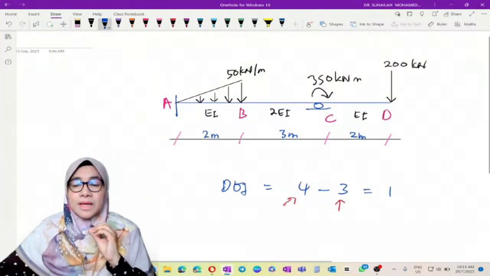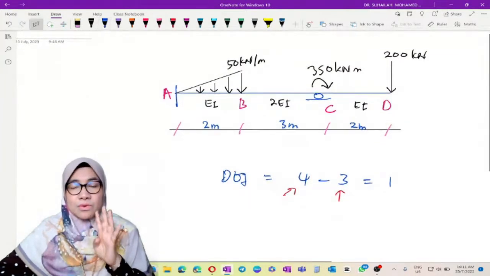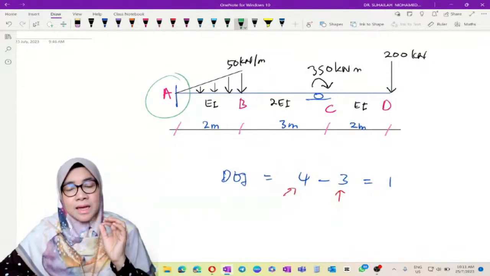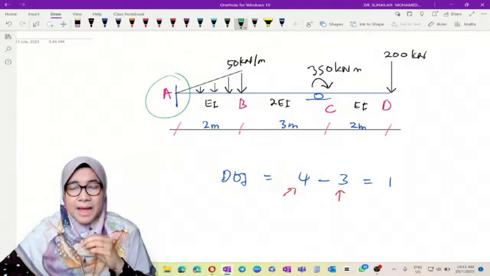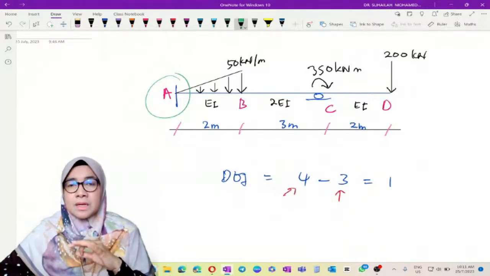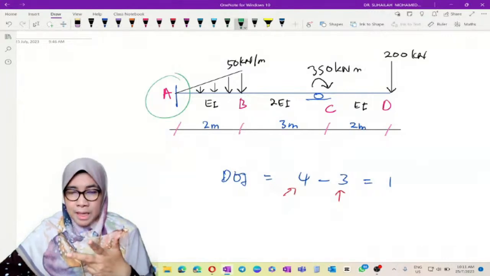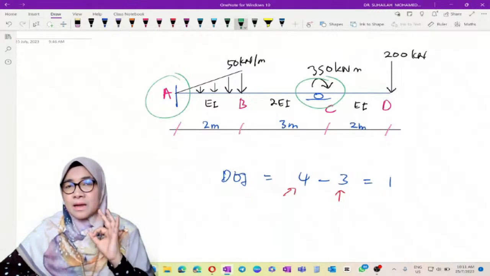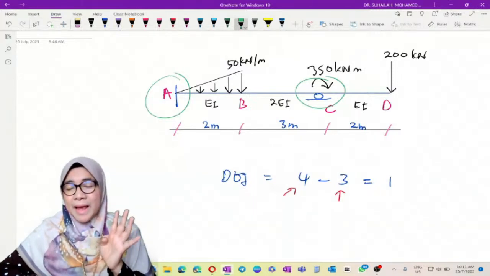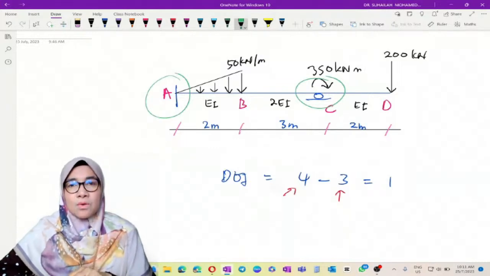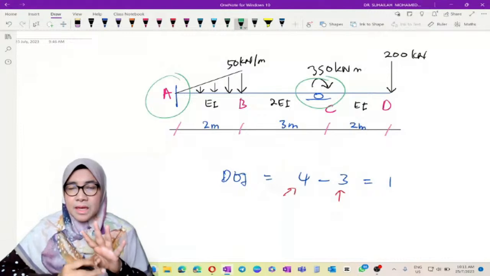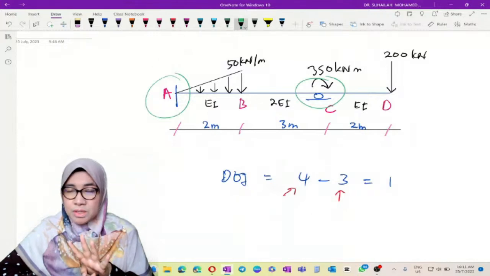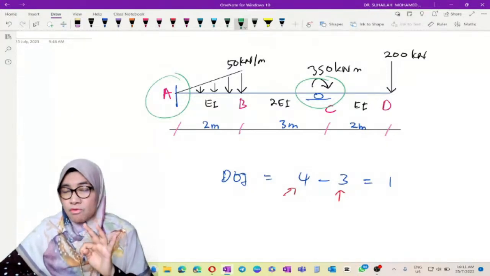Again, looking at the beam, there are 4 unknown reactions. At A, the support is fixed, so there are 3 unknown reactions: AX, AY, and MA. Plus we have one roller at C. So we have 4 unknown reactions. We cannot solve these 4 using equilibrium equations, because only 3 can be solved using equilibrium equations.